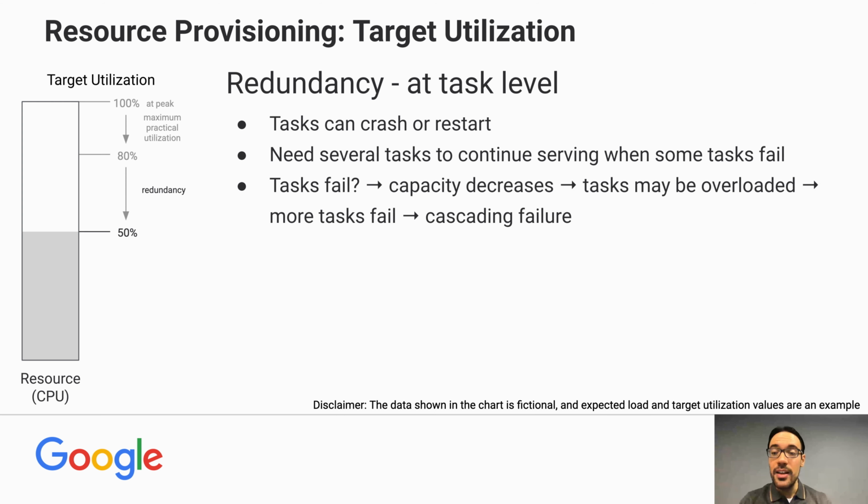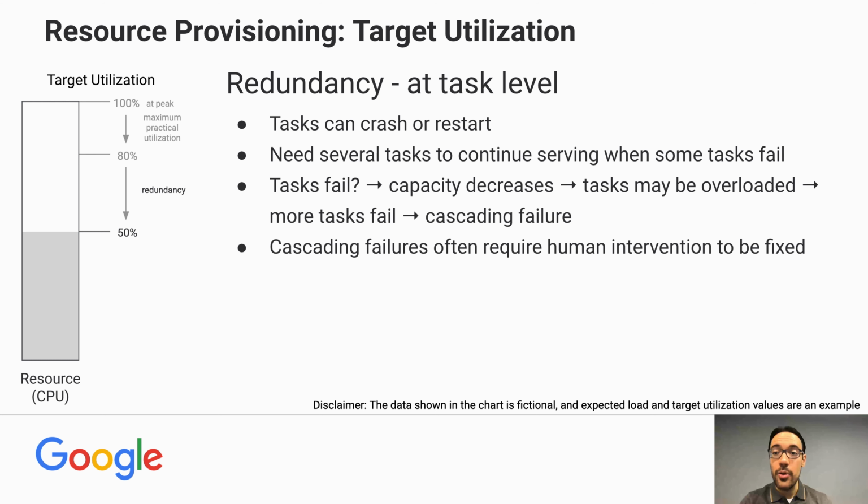When tasks fail, the capacity of the service in that region decreases, and the tasks that remain up and running need to be sufficient to put up with the load. If they can't, they will crash too, and a cascading failure will happen where all capacity is lost and human intervention is likely required to get the service back to a working state.